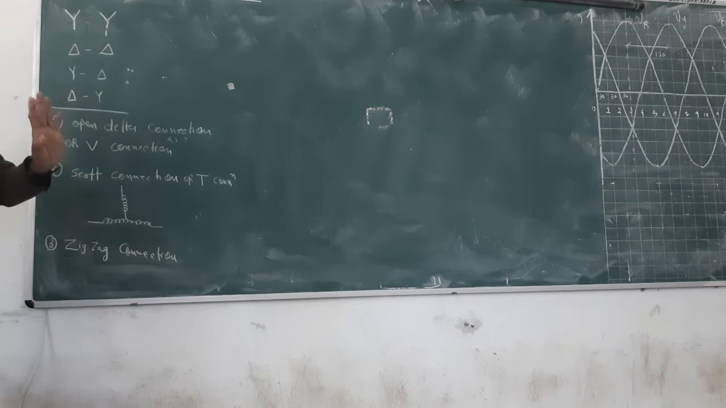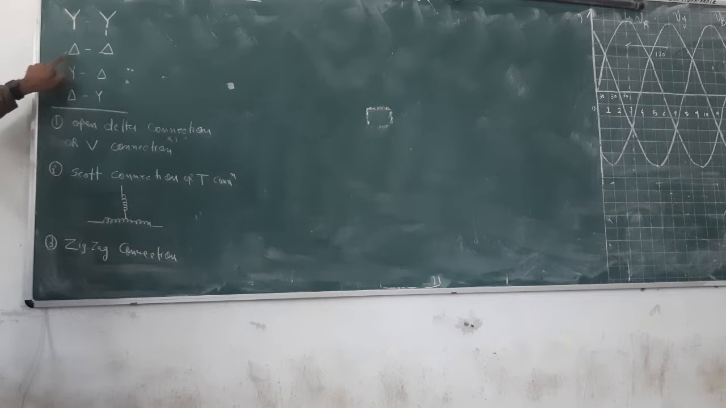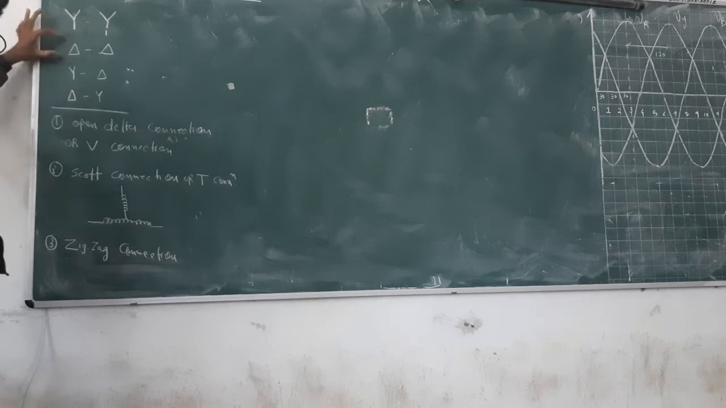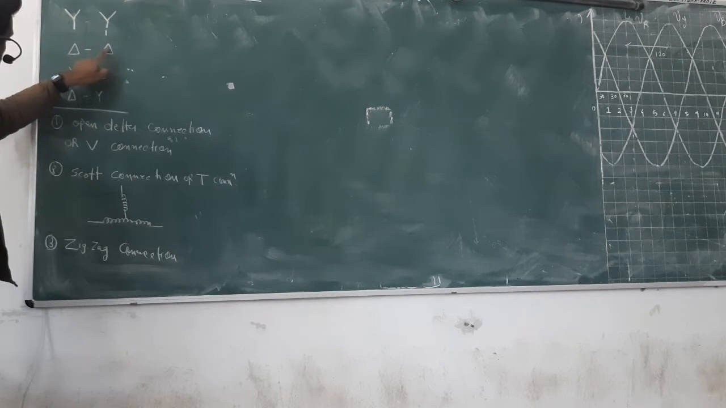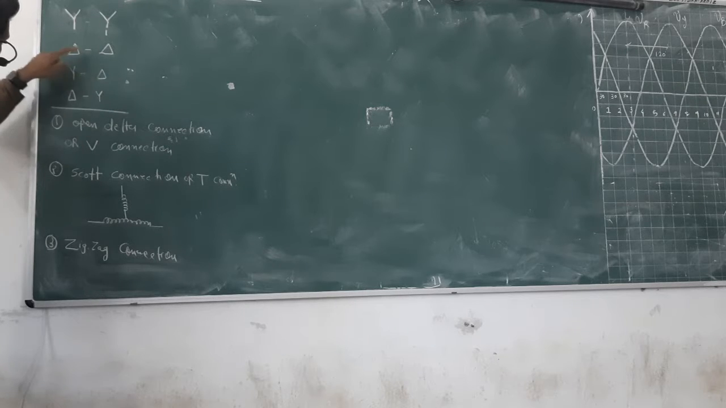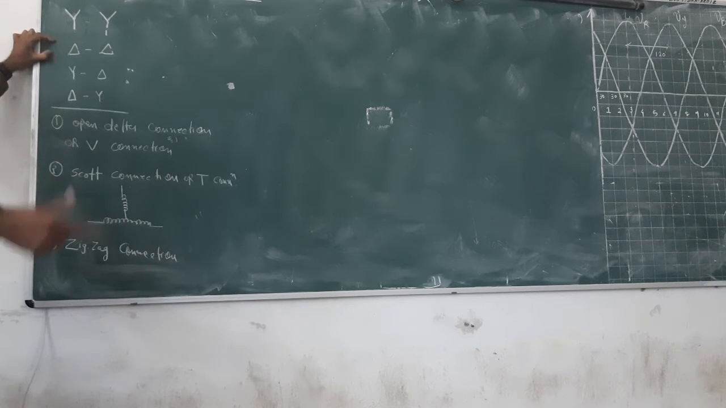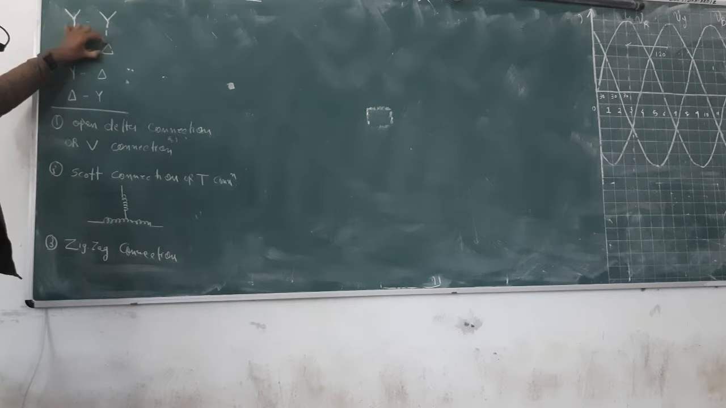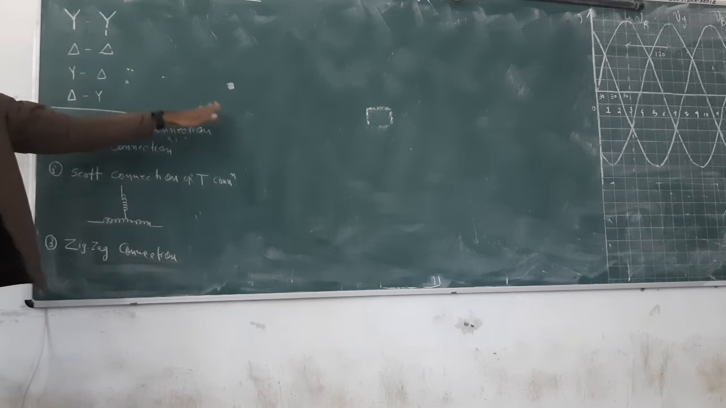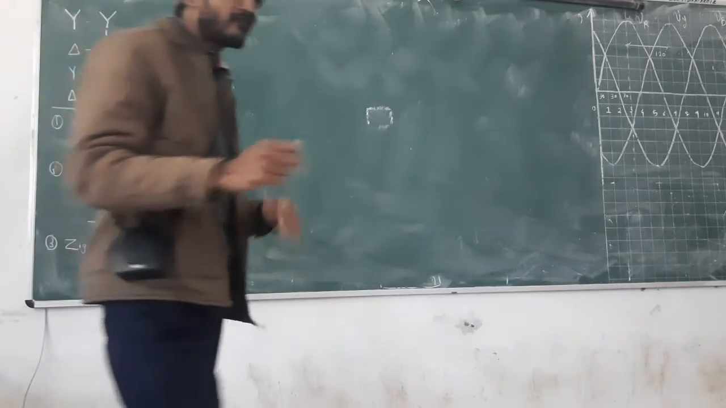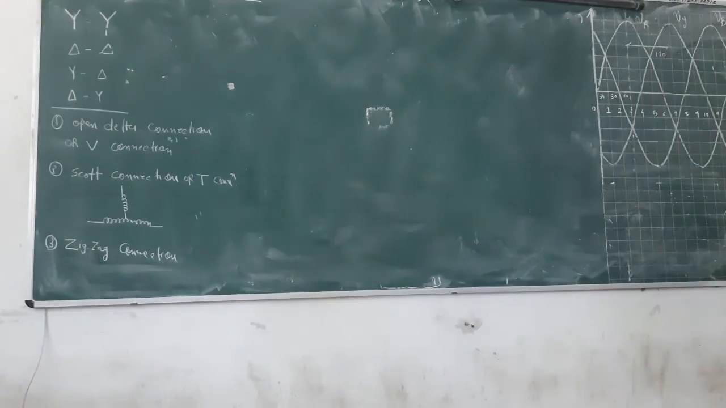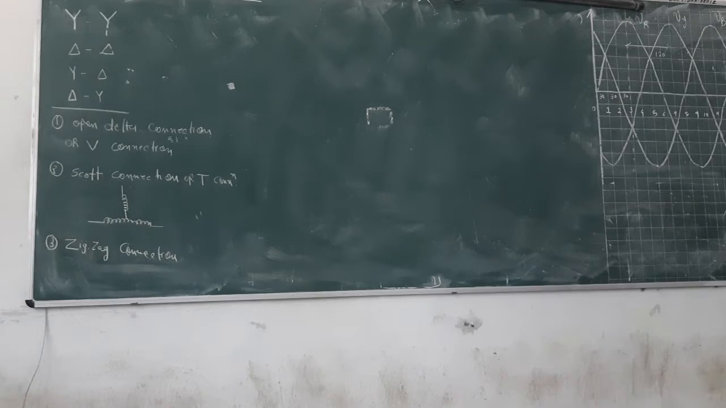In delta-delta, the same thing happens. Here is one terminal, here is one terminal, here is one terminal. You apply here whatever the winding voltage, the same will be induced on the secondary side here. This winding will induce here, and that winding will induce here. This voltage is a line voltage which is equal to the phase voltage, and that voltage comes out here. So here also the same voltage will come out. Is any phase difference there? No. No phase difference is there.